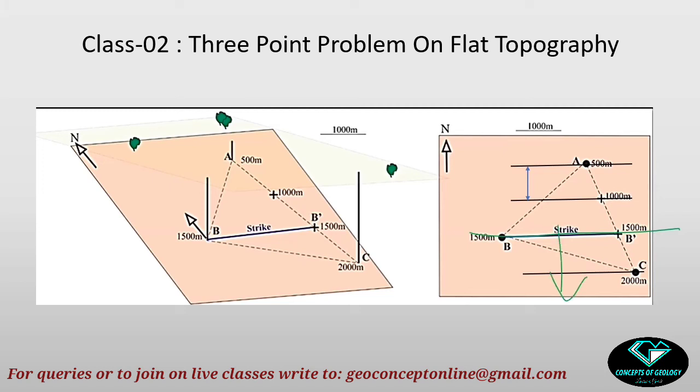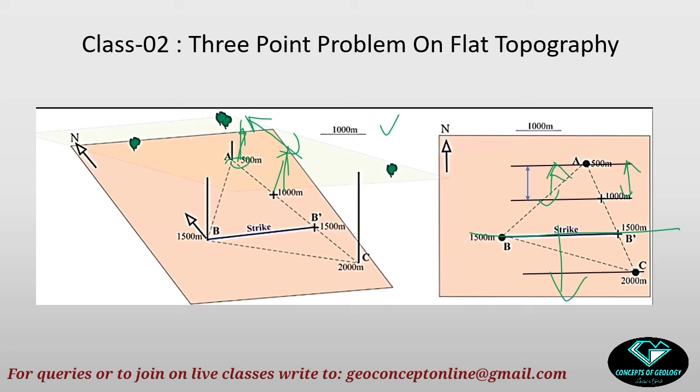To measure the amount of dip, we need to find out the spacing between two map strike lines. So actually what I am doing, I am projecting this point on this map view and this point on this map view, and I am measuring the distance between them. Here I had a depth of 500 meter and here I have a depth of 1000 meter. That means the vertical fall is 500 meter.